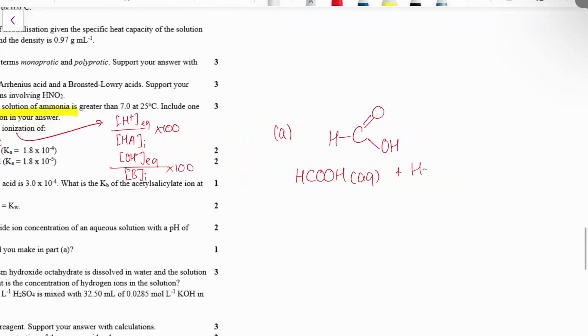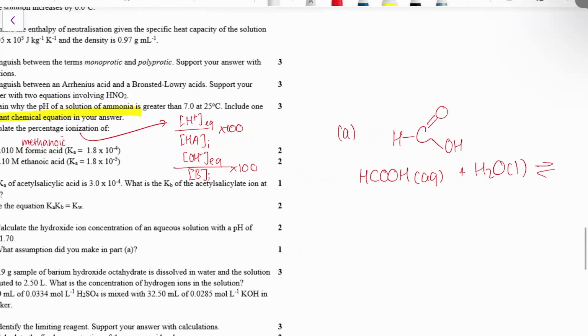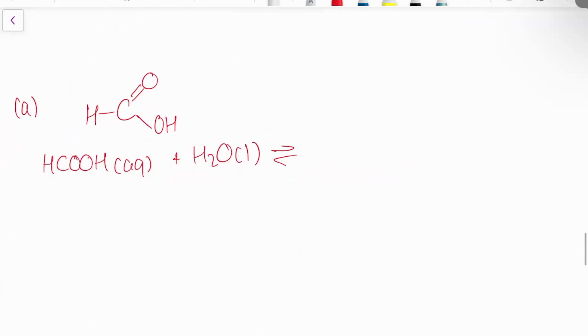And the fact that they've given you a Ka value means that it's a weak acid in the first place. So what kind of arrow am I using? A double arrow. This is an acid dissociation equation. So the HCOOH is losing a proton. What do I make on the right-hand side? HCOO minus plus H3O plus.